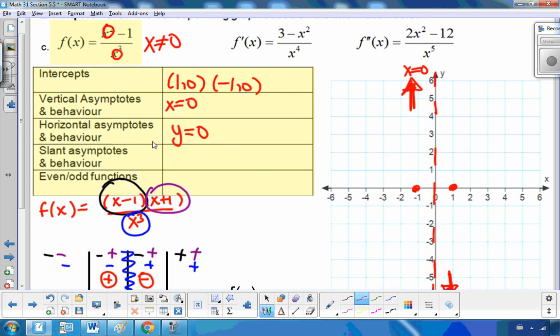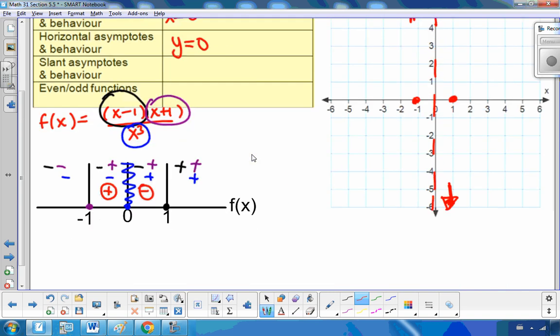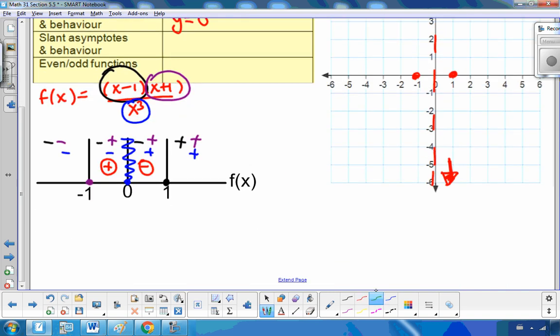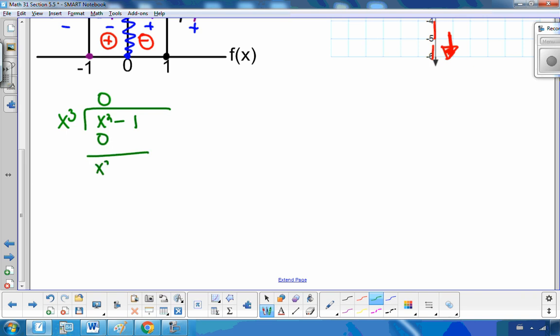Now let's go back down to that horizontal asymptote. I can see because I can't divide by 0, I know that I don't have a y-intercept, which means I must have a horizontal asymptote there. But let's look at it using long division just to verify. So x cubed into x squared minus 1. So that goes in there 0 times, which 0 times x cubed is just 0, and then I subtract and I'm left with x squared minus 1, which means my function x squared minus 1 over x cubed can be written as 0 plus x squared minus 1 over x cubed.